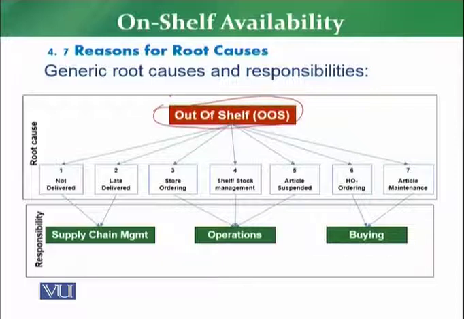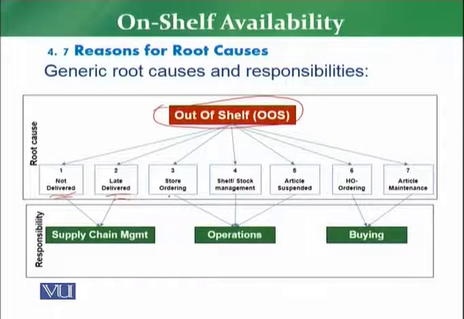So the product is not available on the shelf. There are 7 reasons for it, 7 root causes. First of all, the product is not delivered. Second is late delivery. The product has been planned, that product will be delivered after 3 days, and now the product is delivered after, let's say, 4 days or 5 days. So of course for 2-3 days this particular product would be out of shelf.